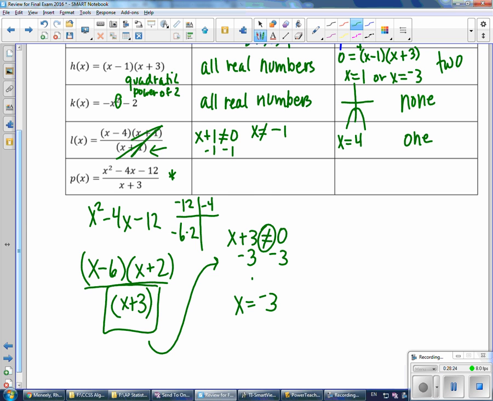So remember how I use the not equal to here? My value of x is not allowed to be negative 3, because that would make my denominator 0, and I can't divide by 0.